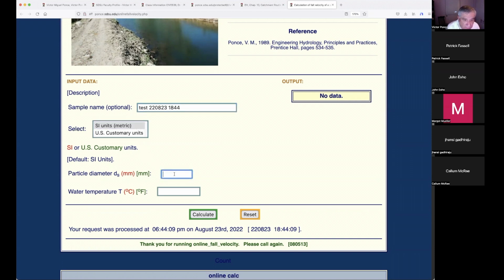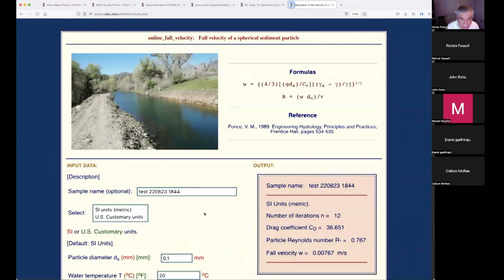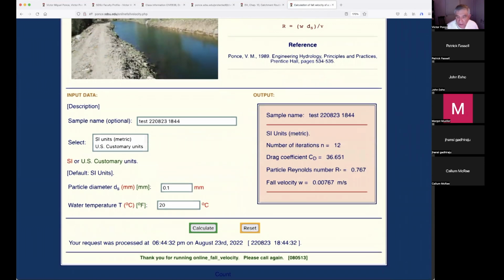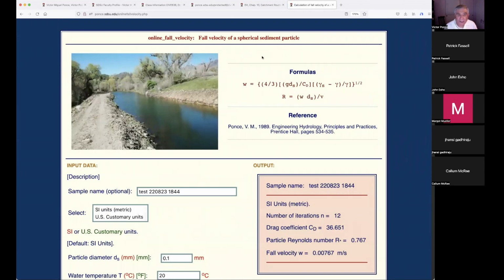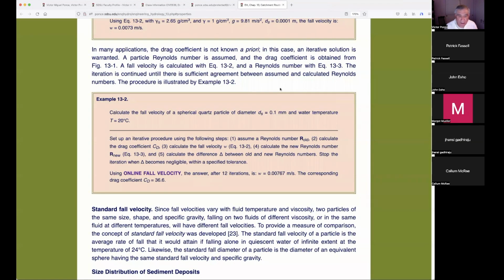Metric units, particle diameter 0.1 millimeters, and water temperature 20. Okay, so the fall velocity is 0.00767. In other words, 7 millimeters per second. That's the fall velocity of this particular problem. So I'm going to stop there.